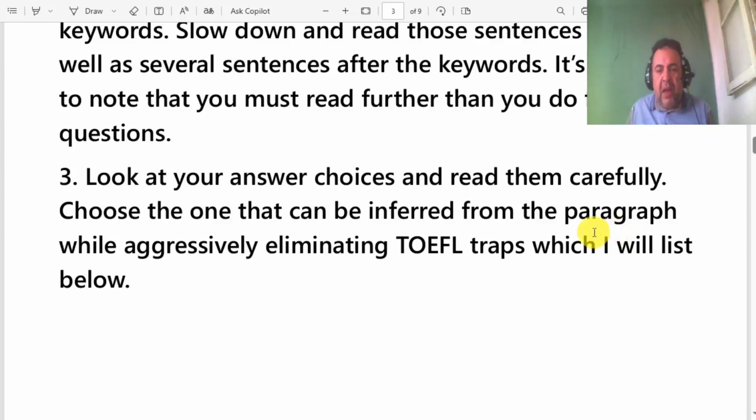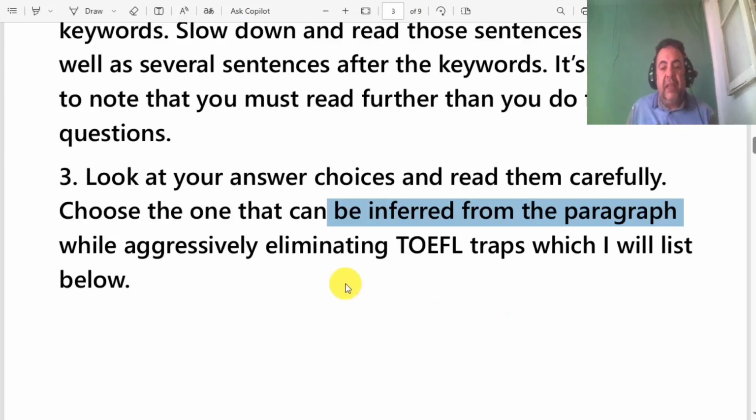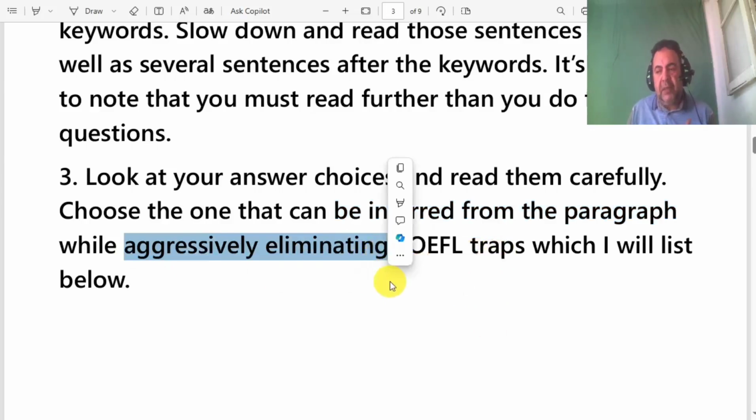So look at your answer choices and read them carefully. Choose the one that can be inferred from the paragraph. Choose the choice that represents a conclusion from the paragraph, while aggressively eliminating TOEFL traps. Aggressively means hard elimination, a knockout. It's clear that this choice will be eliminated. There is no hesitation and no doubt in this one. If you find a sentence like this, just eliminate it.